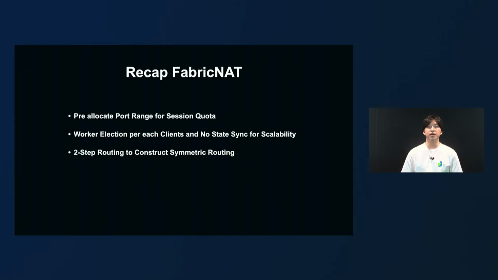So to recap the basic routing mechanism. When configuring FabricNAT, we assign a port range to each client, so that the session quota of each client would not be consumed by other clients. We elect a worker node for each client and distribute the NAT rules accordingly.